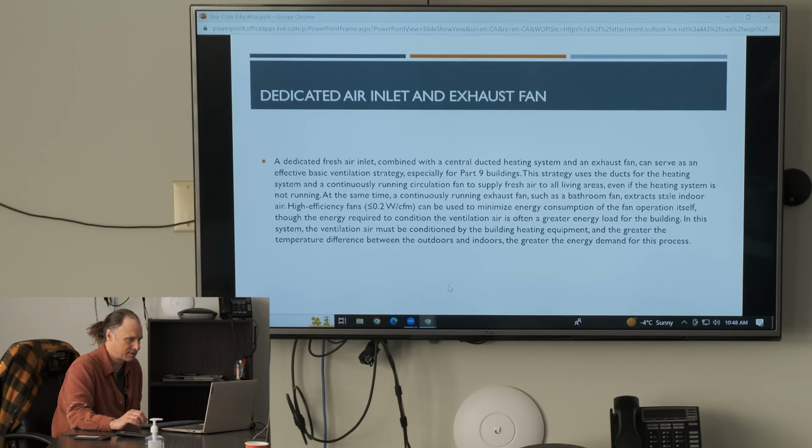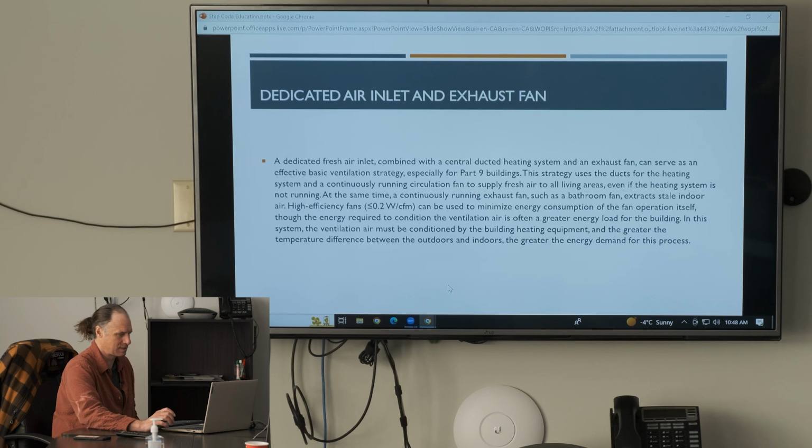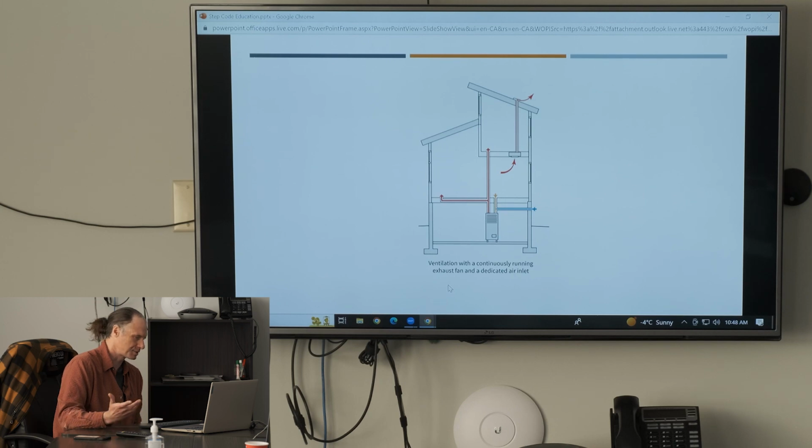In this system, the ventilation air must be conditioned by the building heating equipment, and the greater the temperature difference between the outdoors and the indoors, the greater the energy demand for this process. So here's an example. You have ventilation with a continuously running exhaust fan and a dedicated air inlet. It's a very simple system.